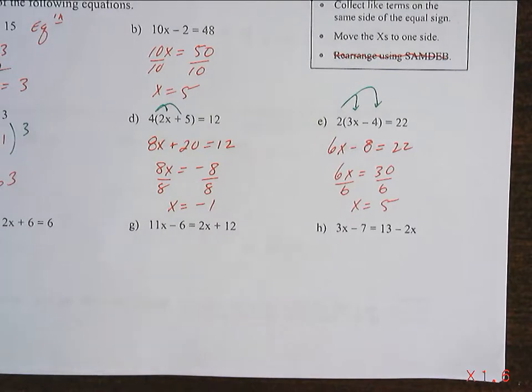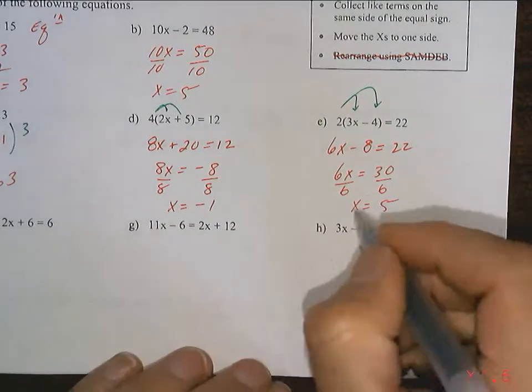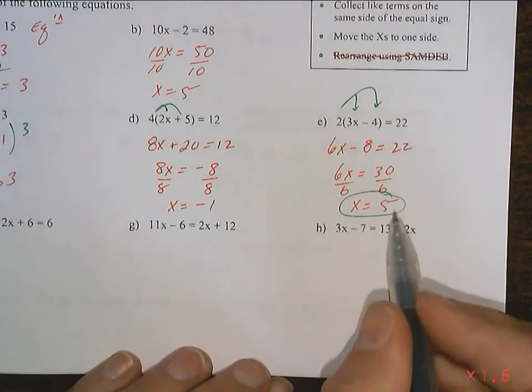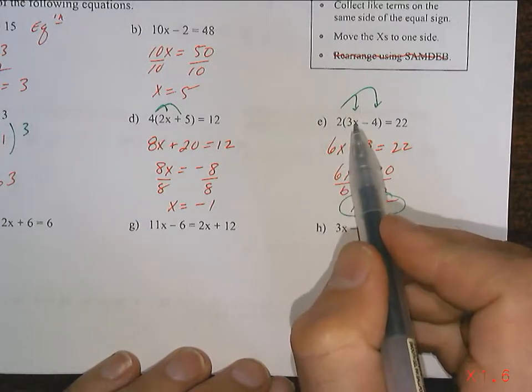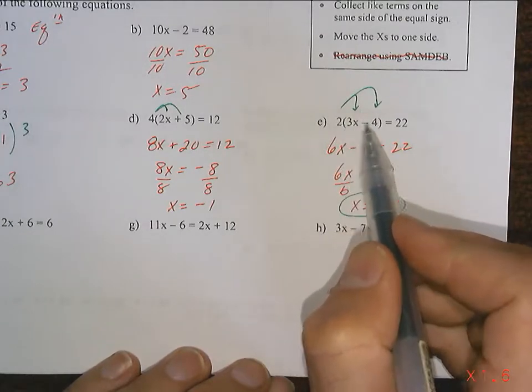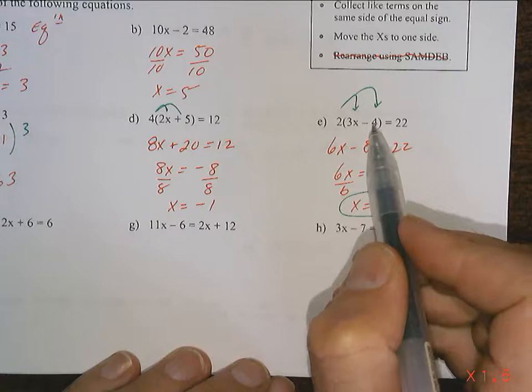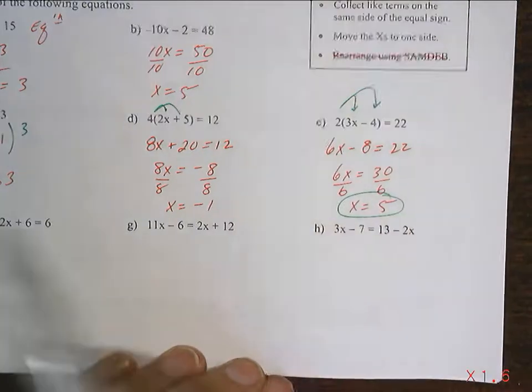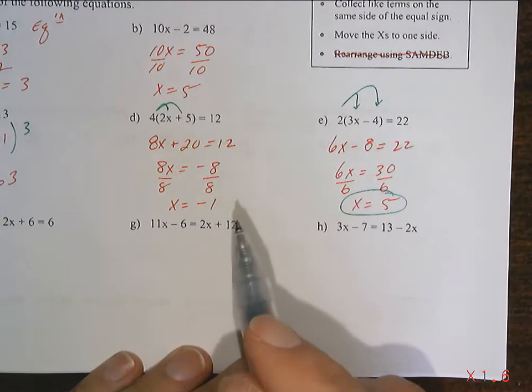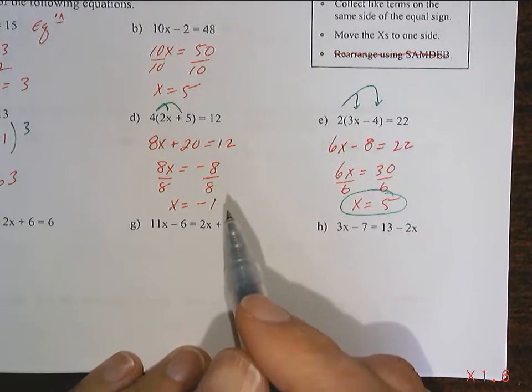By the way, sometimes we forget what that actually means. What this means is that if I take 5 and put it in here for this x, I get 3 times 5, which is 15. 15 take away 4, which is 11. 11 times 2 is 22. And it equals the right-hand side. So that's what that means. That's a solution. It makes it equal.